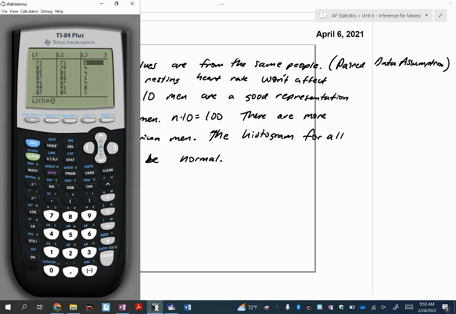Is the battery low? No, it's just not working. It's not working? Tracer. It's just done.